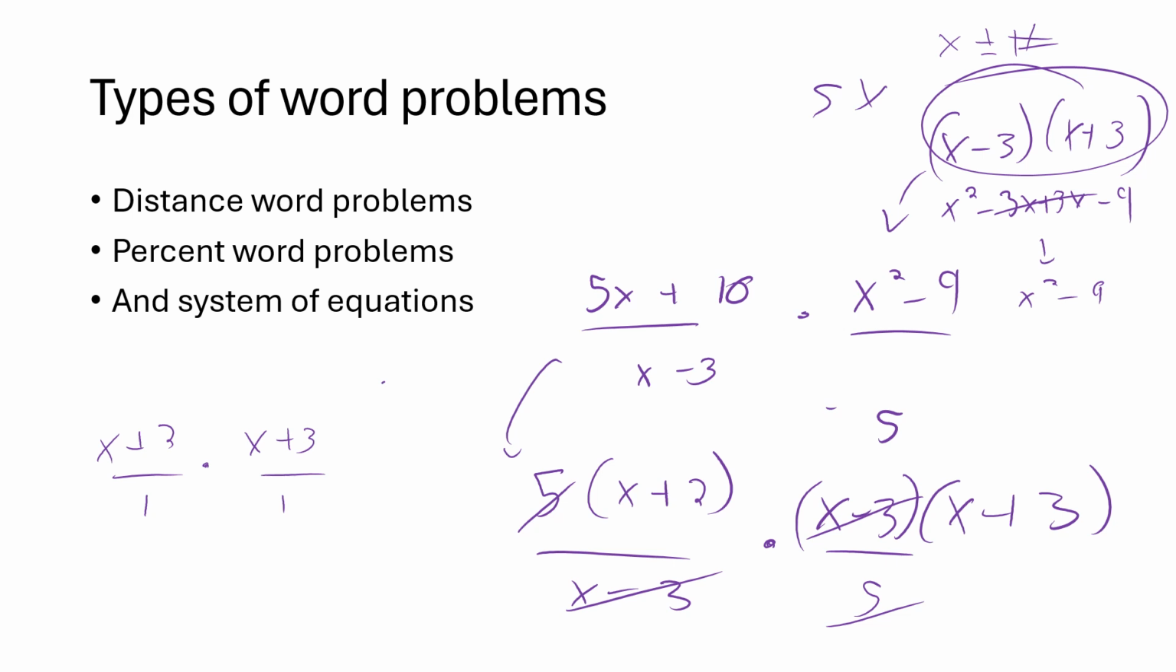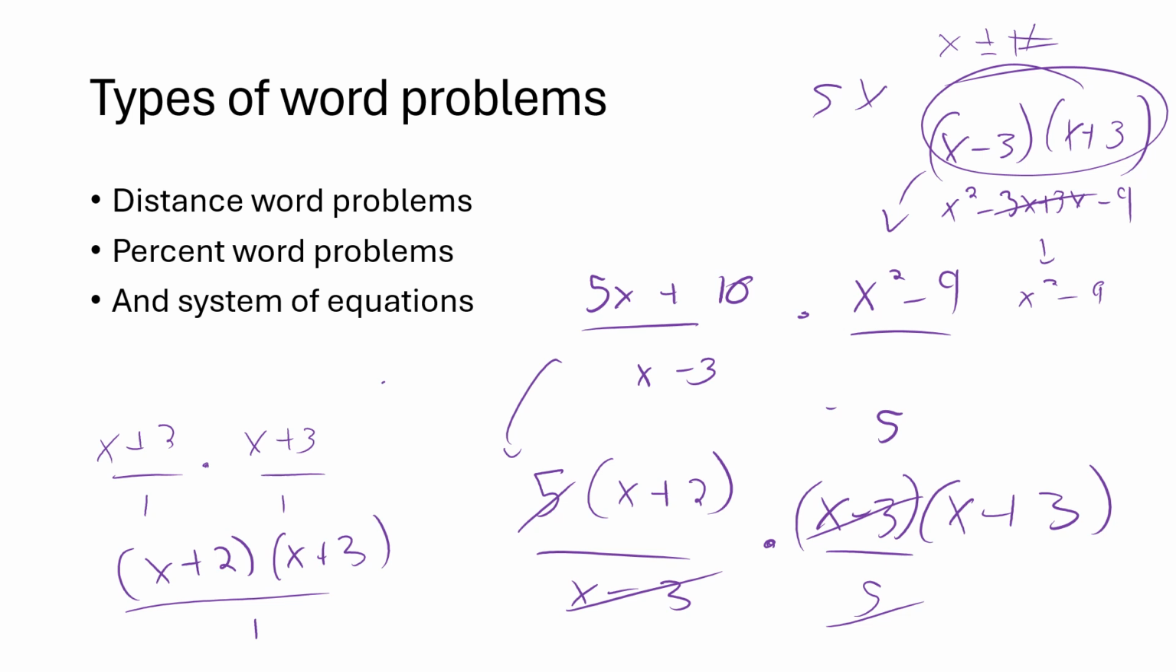These have the same denominator, so we can put them in like this. x plus 2 times x plus 3 over 1. We can take away the 1, so our final answer would be x plus 2, x plus 3. Just a little bit easier way to divide stuff.